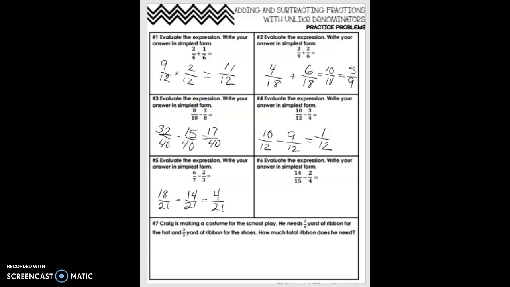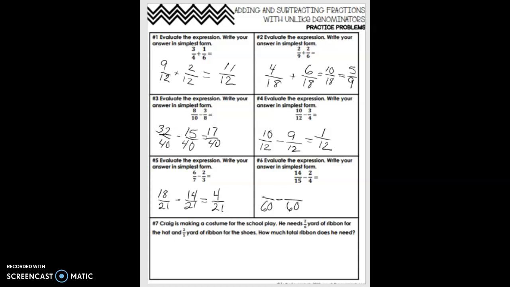14/15 minus 2/4. This one's a little trickier because 15 and 4 don't have any factors in common, which means to find my least common multiple, I'm going to multiply the two numbers times each other. This is going to give me a least common multiple of 60. To get 15 to change to 60, I'm going to take times 4. So I need to take 14 times 4.